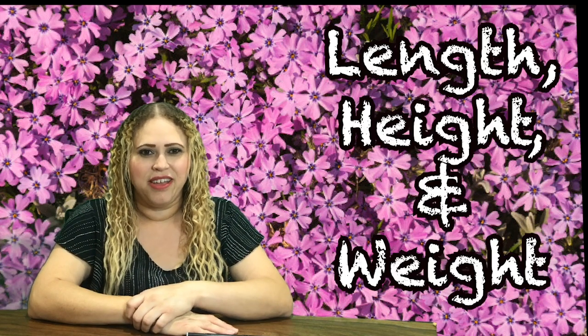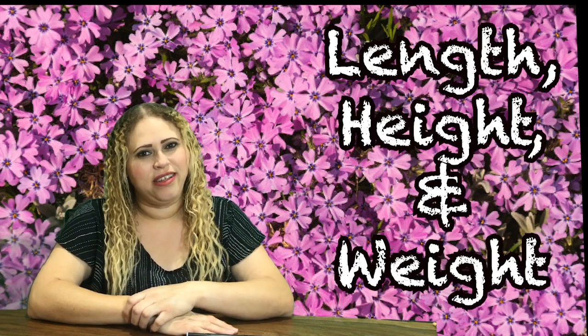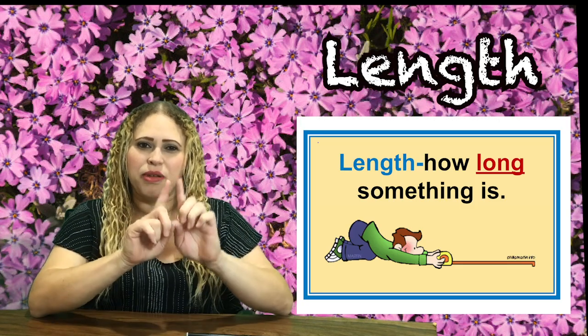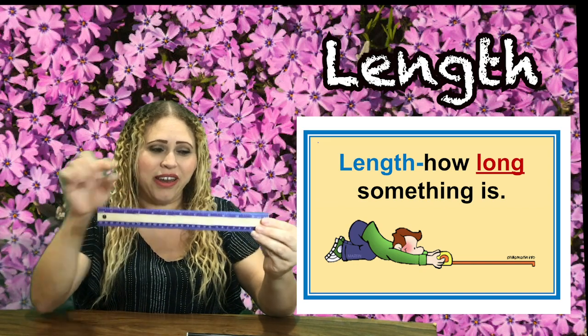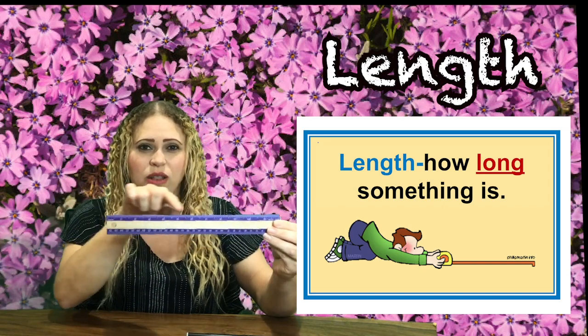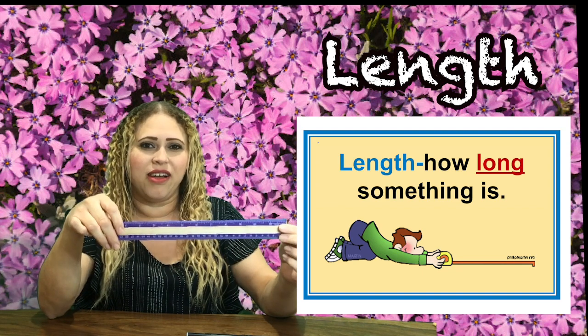Today we're going to talk about some topics for measurement, and some of the topics we have already discussed. For example, we talked about length. And length, remember, is how long something is. So for example, a ruler can help us to see how long something is, so we can measure how long.